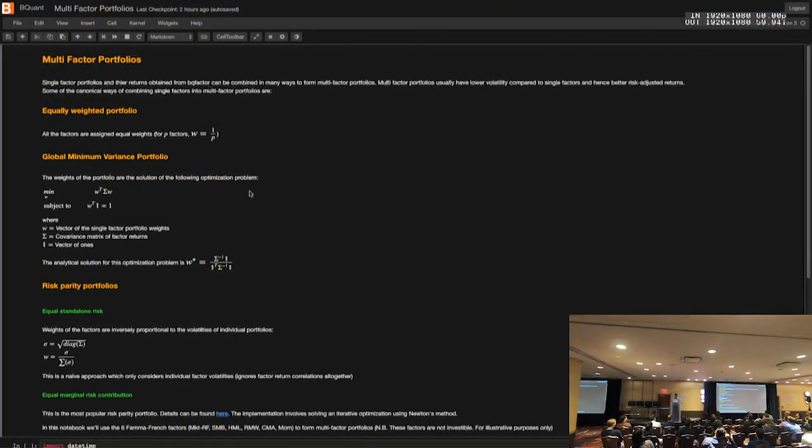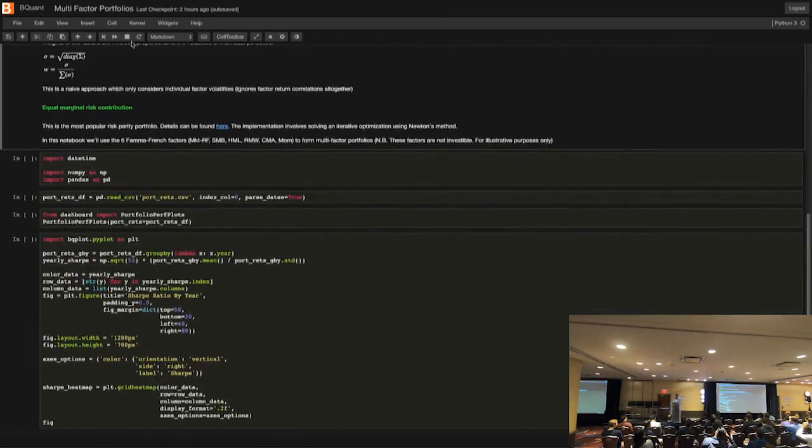Okay. So all these examples are built in Jupyter notebooks. As I was mentioning before, they're an excellent way of sharing your research. And here, for example, I'm explaining how different multi-factor portfolios can be built. As you can see, we can write LaTeX equations and we can totally explain our methodology. So let me run the whole thing.